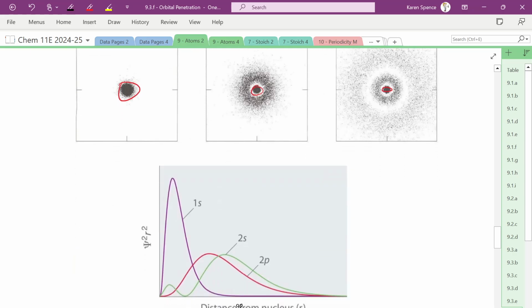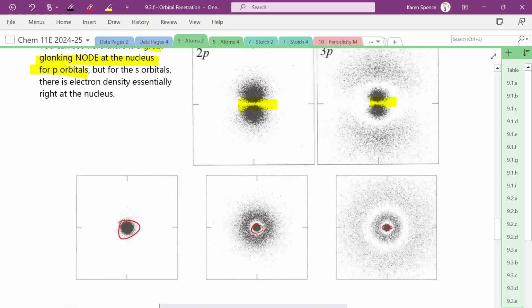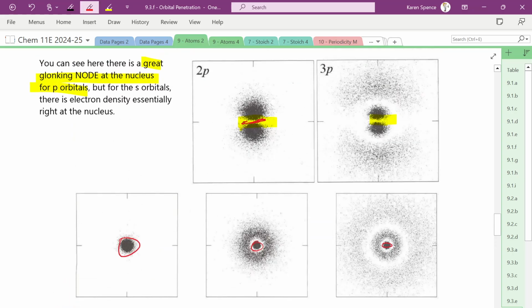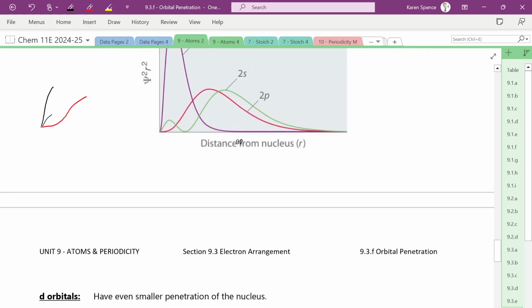And just for fun, here's an overlap of the 1s, the 2s, and the 2p. It's interesting to watch the shape of the graph for the 1s and the 2s. The 1s goes basically straight up. The 2s goes straight up like this. And then the 2p, instead of going straight up, it kind of goes scoopy and then up. Yeah? And that's because it has that node area in there. Okay? And that's it for that.